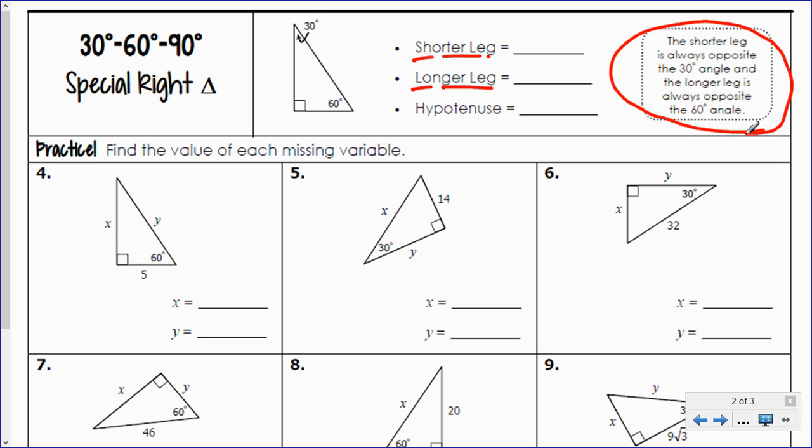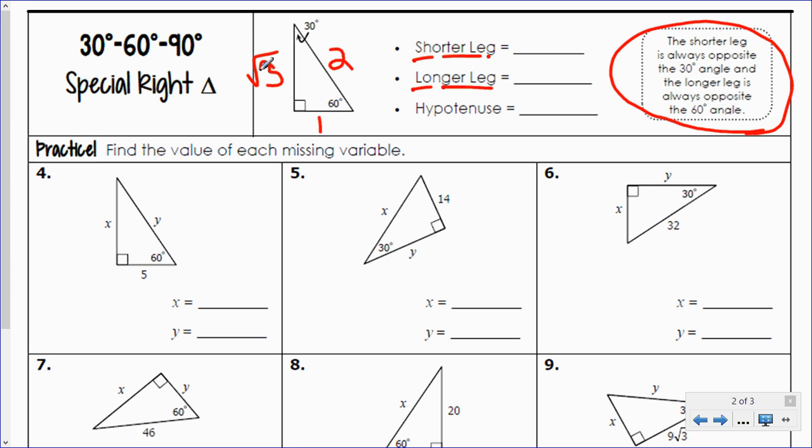If the shorter leg is 1 unit long, then the hypotenuse is always double that, or 2 times the shorter leg. So it would be 2. And the longer leg is always the square root of 3. So if you just remember the 1, 2, square root of 3, that'll help you out.